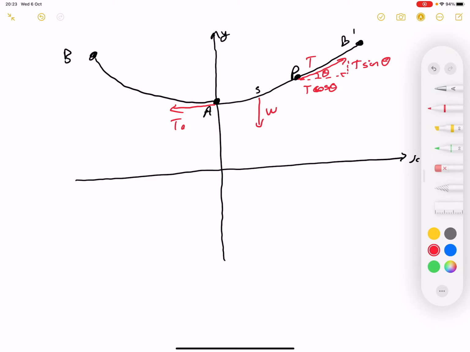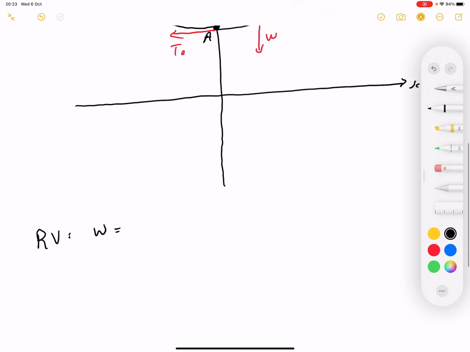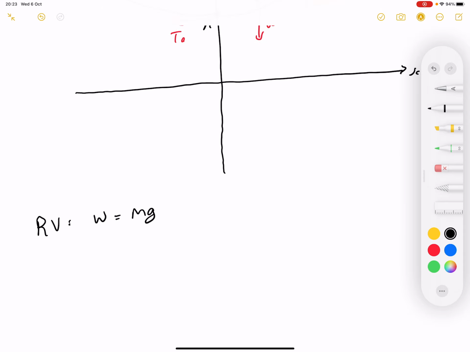Okay. So now we're going to resolve vertically. So resolving vertically, we get W is equal to mg. But what I'm going to introduce is a variable called lambda, and lambda is equal to the mass divided by the length. The length in this case is S, so lambda S is equal to the mass. Therefore, the weight is equal to lambda SG.